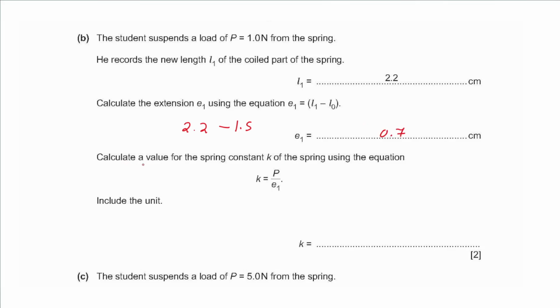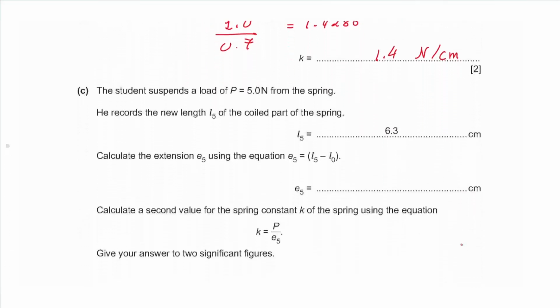Then we are required to calculate a value for the spring constant k of the spring using the equation k is equal to P over E1. So that's 1.0 divided by 0.7. That gives an answer of 1.4286. We can approximate that to two significant figures as in the question. So 1.4. And we divided force in newtons by distance in centimeters, so it's newtons per centimeter.